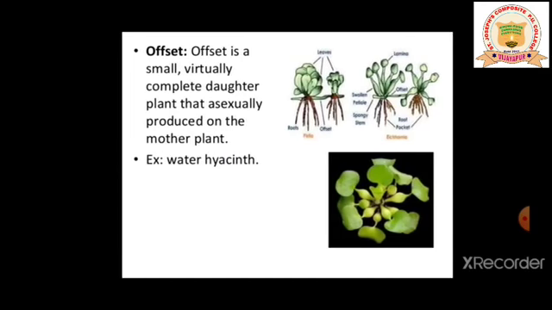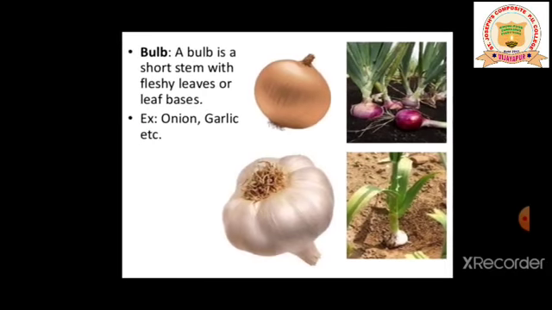Next is offset. Offset is a small, virtually complete daughter plant that is produced asexually on the mother plant. So the example is water hyacinth. Coming to the bulb, a bulb is a short stem with fleshy leaves or leaf bases. So for the bulb you can quote examples like onion, garlic, etc.